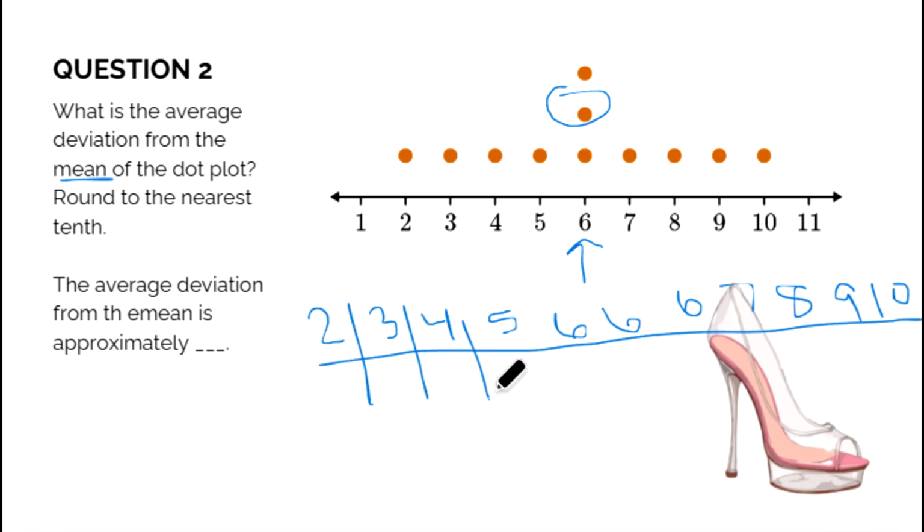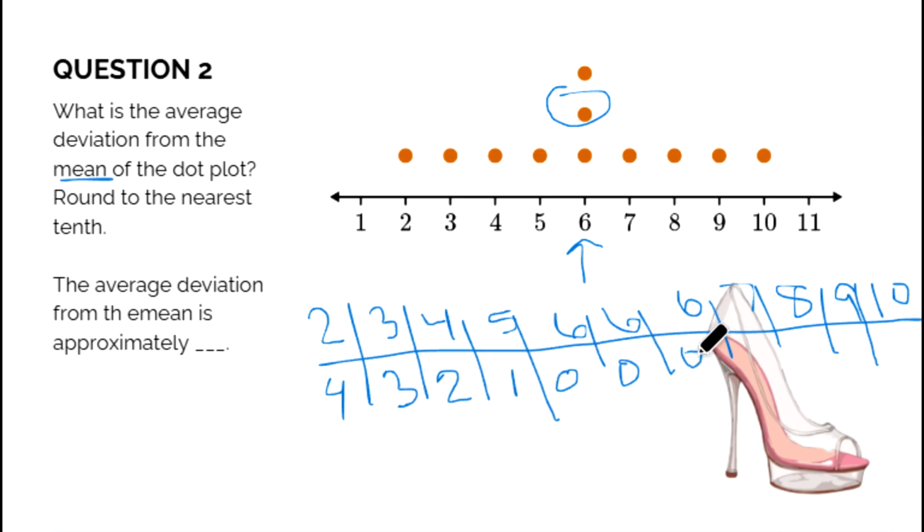Aren't you having fun watching me draw? Okay. 2 is 1, 2, 3, 4 steps from 6. 3 is 3 steps from 6. 4 is 2 steps. 5 is 1 step. All the 6's get zeros. 7 is 1 step away. 8 is 2 steps away. 9 is 3 steps away. And 10 is 4 steps away.